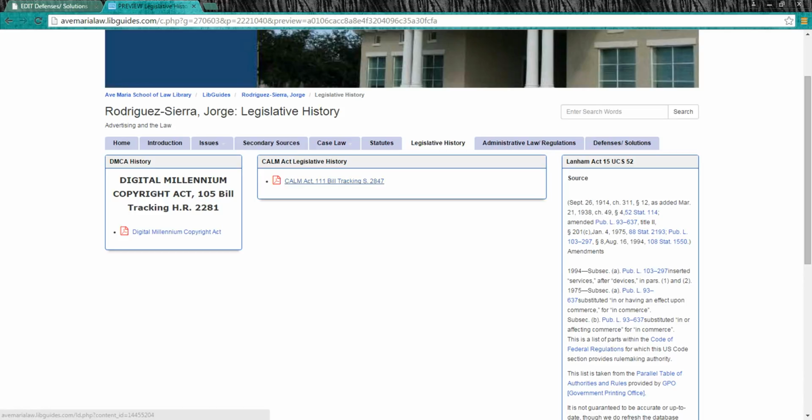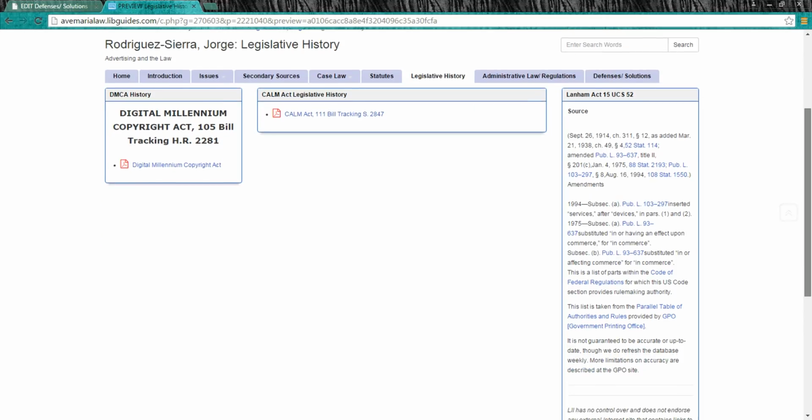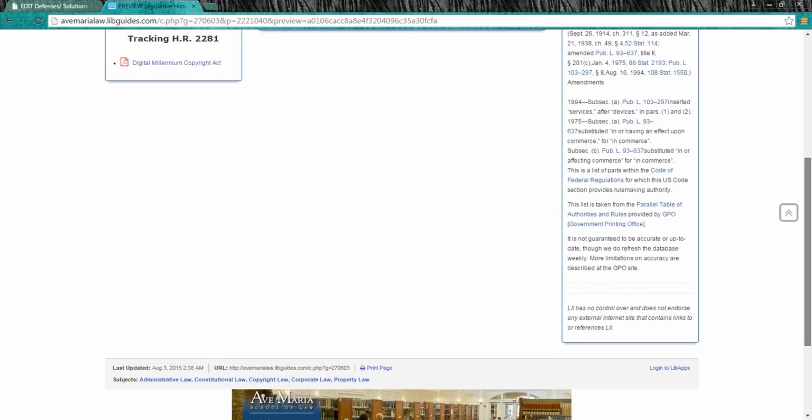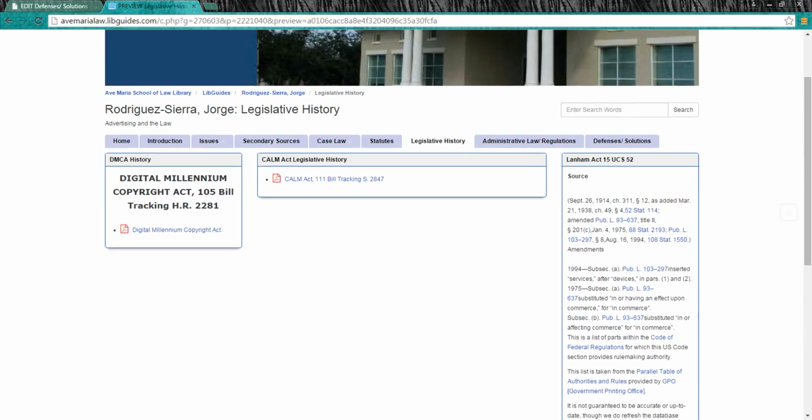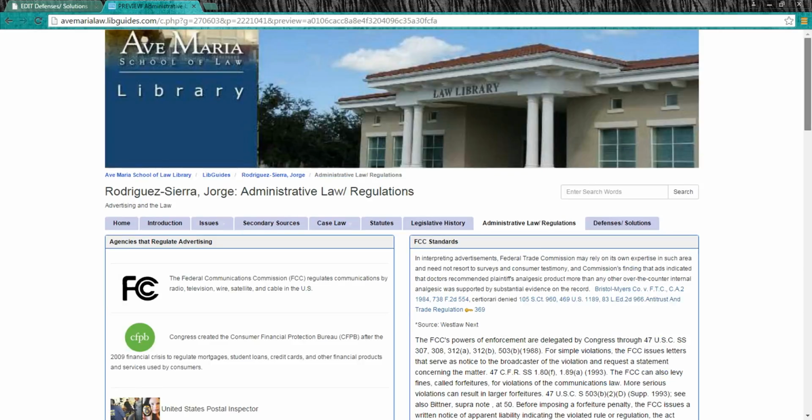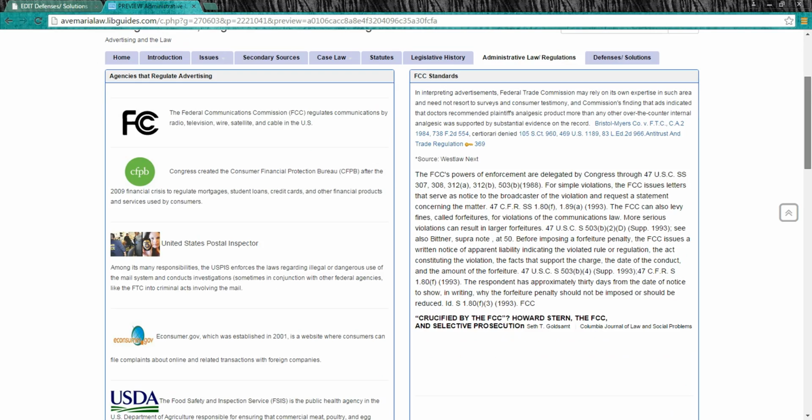That one's really funny because the legislative history is like 10 times longer than the actual bill. The Lanham Act, that's the Deceptive Advertising Act. Finally, we get to the administrative law regulations.